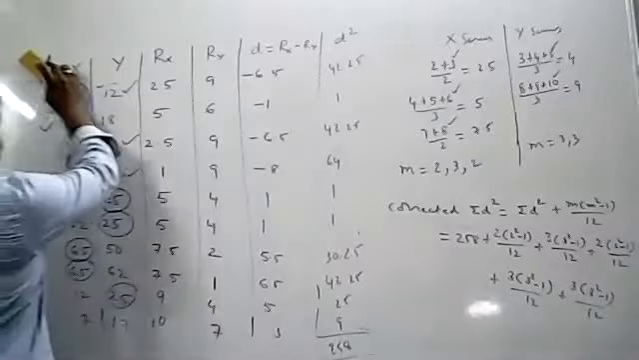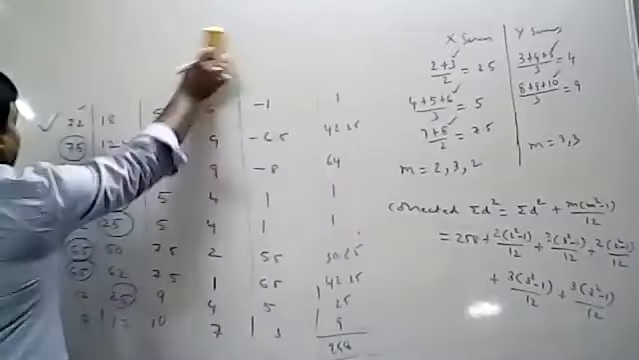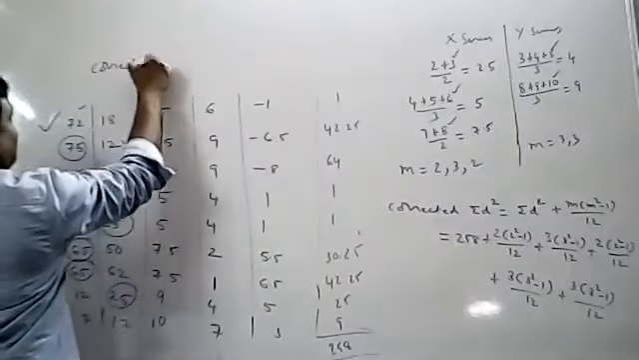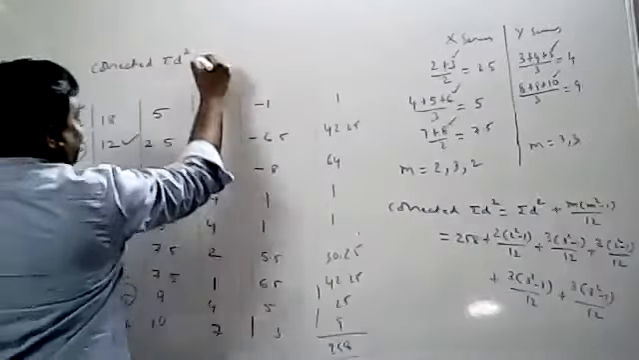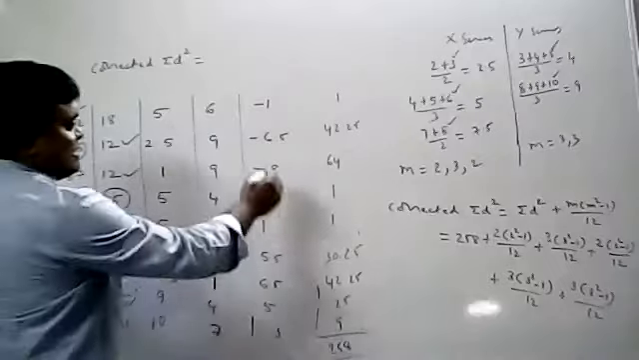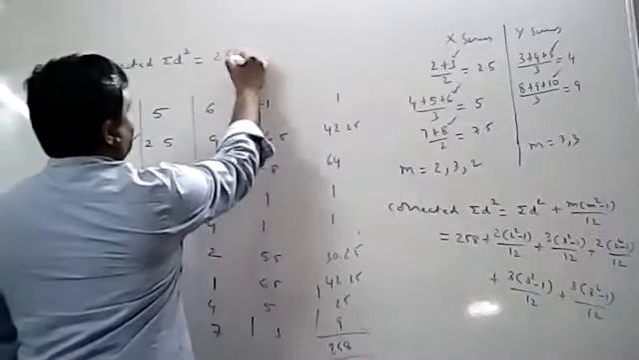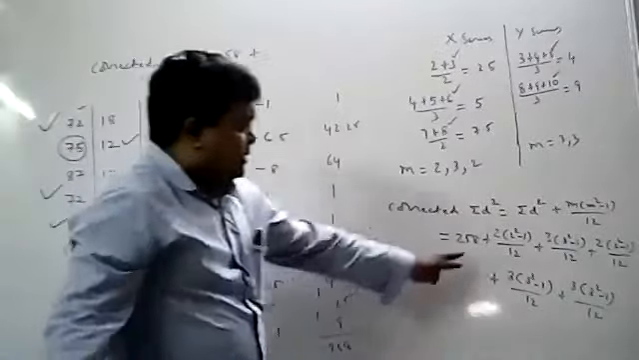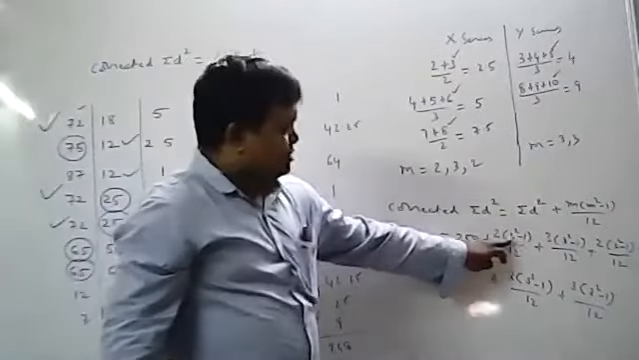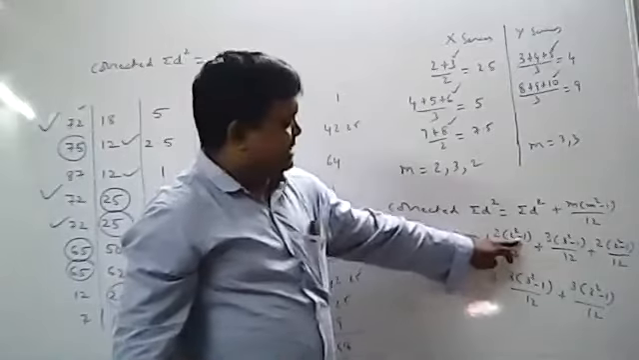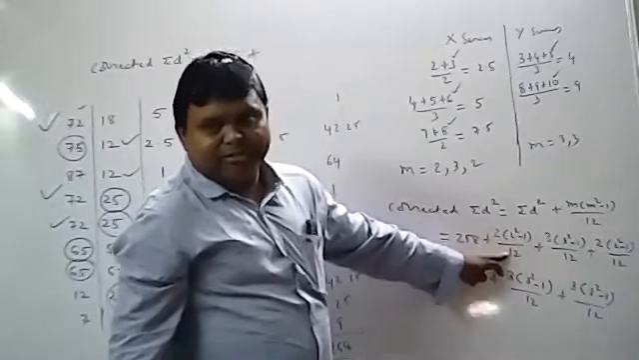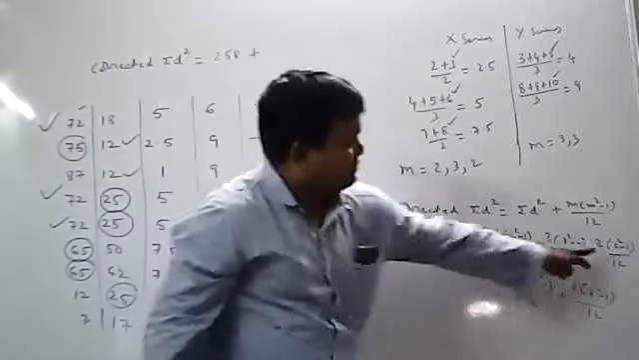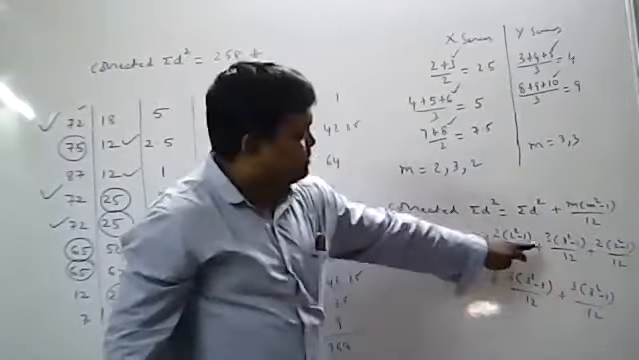If you simplify, you will get the corrected summation D square value. Therefore, corrected summation d square equals summation d square, which is 258, plus 2. First I will calculate this 2. 2 square means 4. 4 minus 1 means 3. 3 into 2 means 6. 6 by 12 means 1 by 2. 1 by 2 means 0.5. Wherever 2 is there, you can write 0.5.